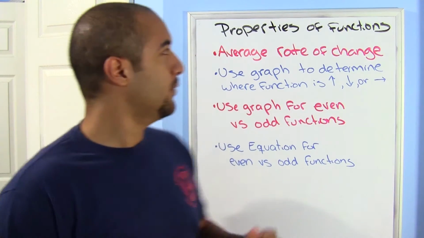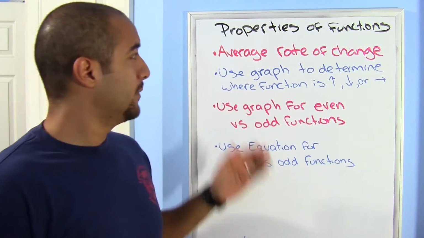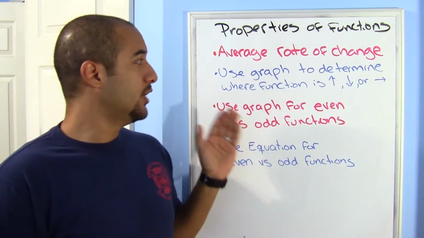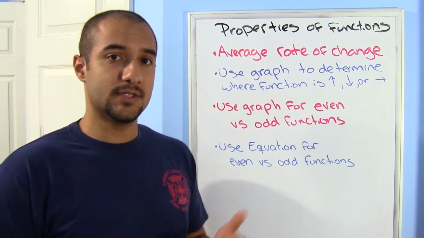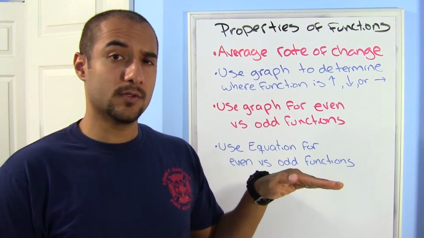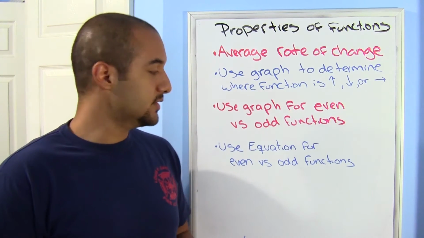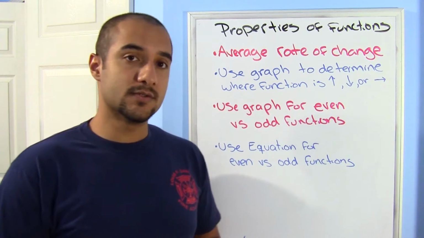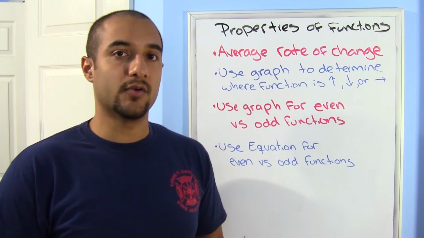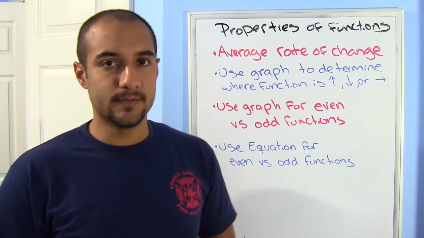Welcome back. Today we'll be looking at the properties of functions. We'll be looking at the average rate of change, using the graph to determine if a function is increasing, decreasing, or staying constant, using the graph for even versus odd functions, and finally using the equations to see even versus odd functions. Let's get started.